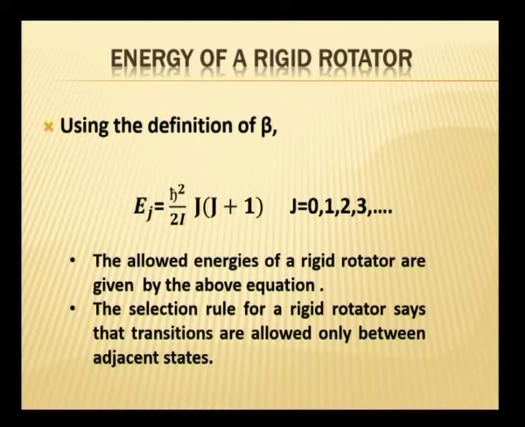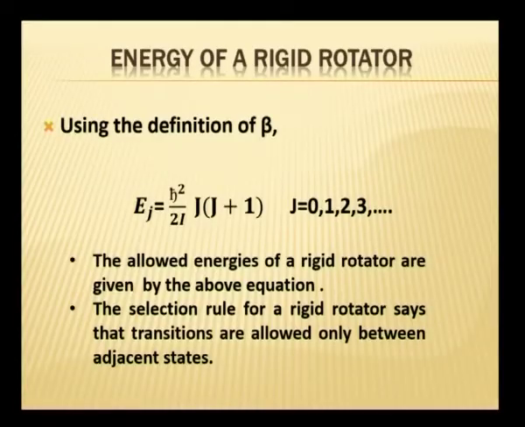They will take discrete values because j is discrete. H bar square is nothing but the unit of angular momentum, that is a constant. The moment of inertia of a system is a constant. The only variable is j, and j, if you remember, will take only integral values. Therefore, E j's will take only discrete values, or the energy eigenvalues are quantized.